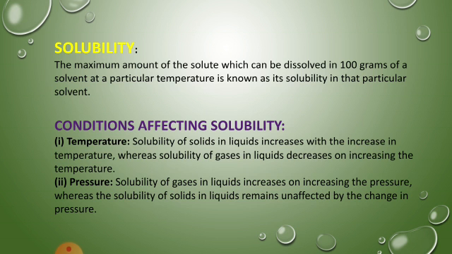Next one, solubility. What is solubility? The maximum amount of the solute which can be dissolved in 100 grams of a solvent at a particular temperature is known as its solubility in that particular solvent. Then conditions affecting solubility. The first condition is temperature. Solubility of solids in liquids increases with the increase in temperature, whereas solubility of gases in liquids decreases on increasing the temperature. This is the first condition.